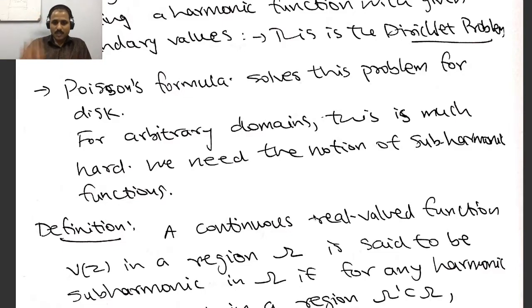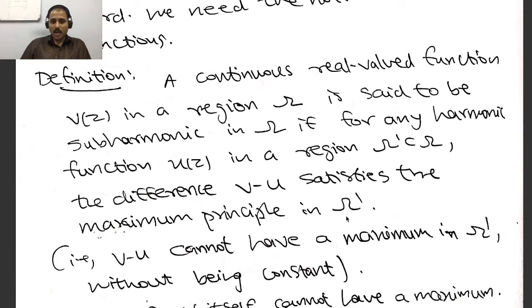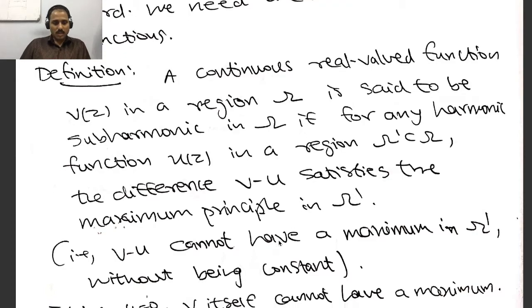For arbitrary domains, this is a much harder problem, and we need the notion called subharmonic functions to address it. Now let us consider the definition of a subharmonic function. A continuous real-valued function v(z) in a region omega is said to be subharmonic in omega if for any harmonic function u(z) in a region omega prime subset of omega, the difference v minus u satisfies the maximum principle in omega prime. That means v minus u cannot have a maximum in omega prime without being a constant.